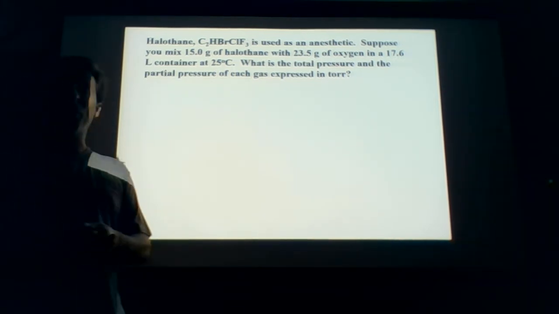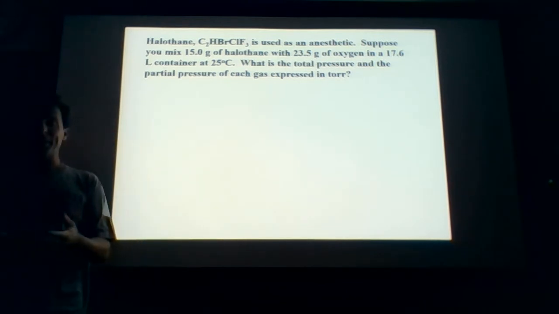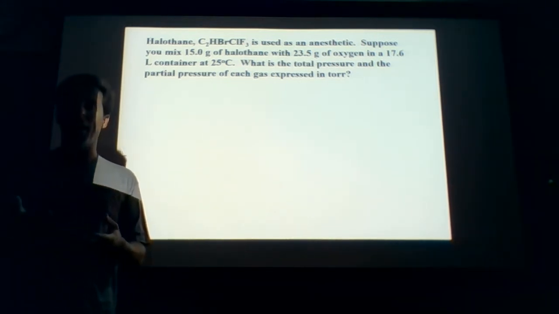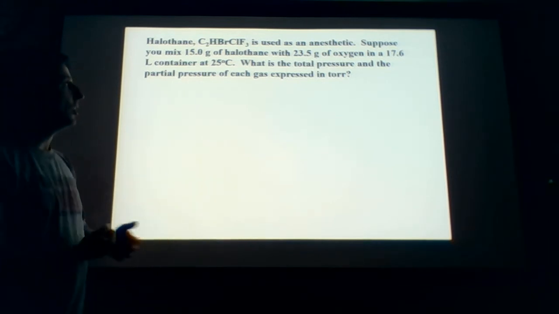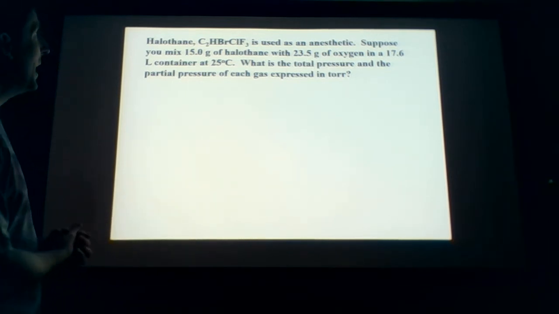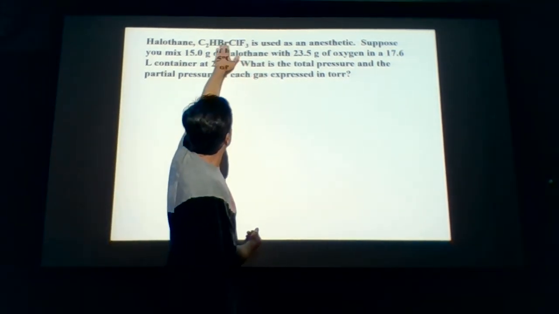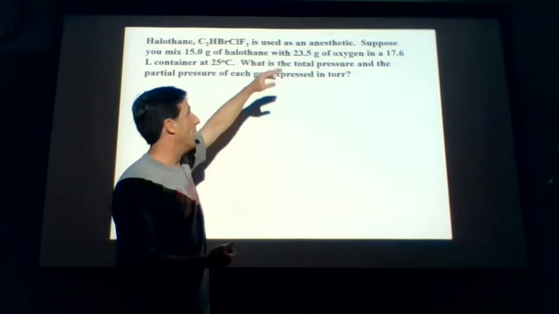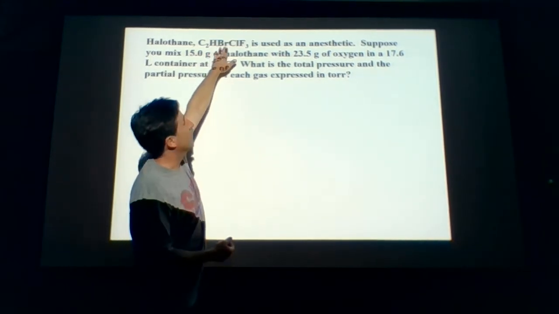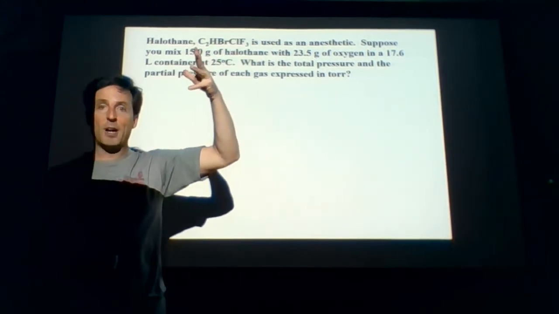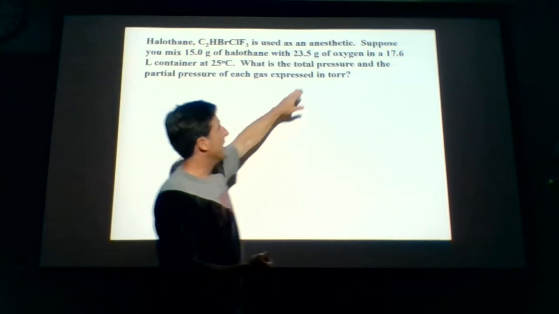Now, this problem gets a little bit more complicated, but mainly it's because they didn't give me a percentage or moles. I'm going to have to do some work on my own. So what I would have to do here, I would have to find my halothane, which is this compound. I'd have to find the molecular weight, divide 15 grams by the molecular weight to get the moles of that compound. Then I would do the same thing for oxygen.